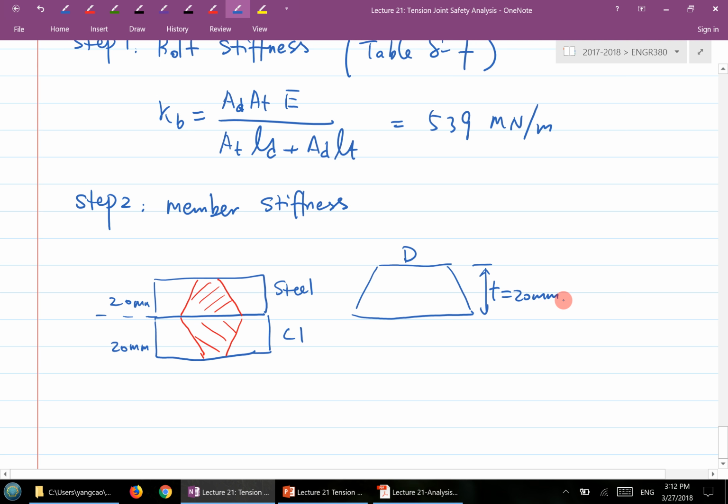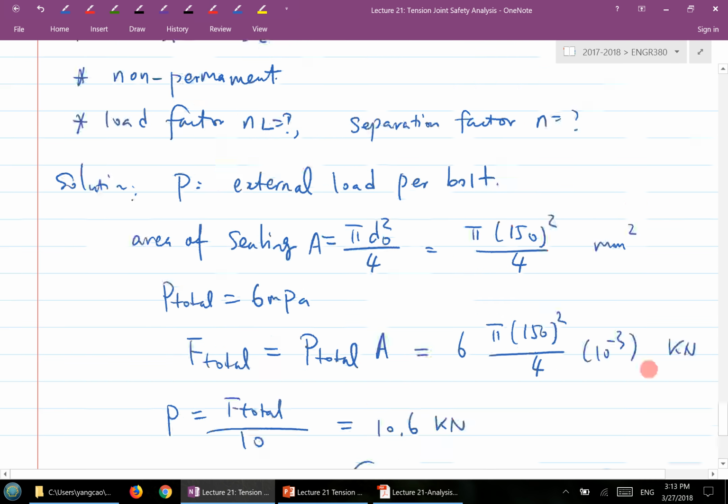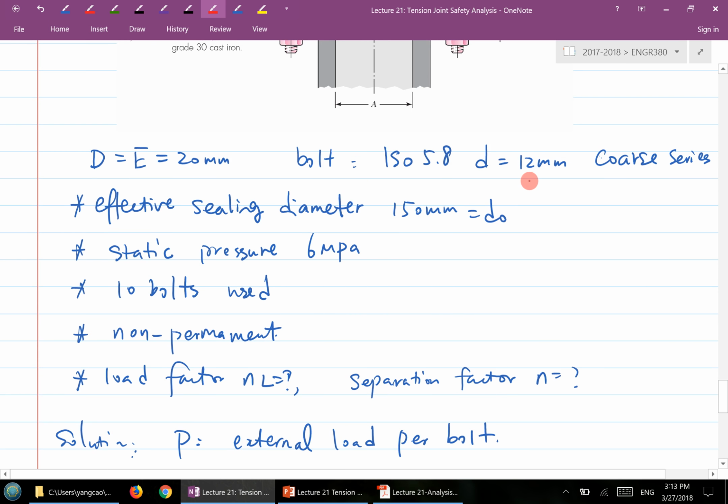So what will be the capital D value? Let's see if anybody still remembers. What's the top length? Basically, the capital D here refers to which portion? This portion. It always starts with how much? So 1.5 D. And the D here is the major diameter of the bolt. So D in this question equals how much? 12 millimeter.